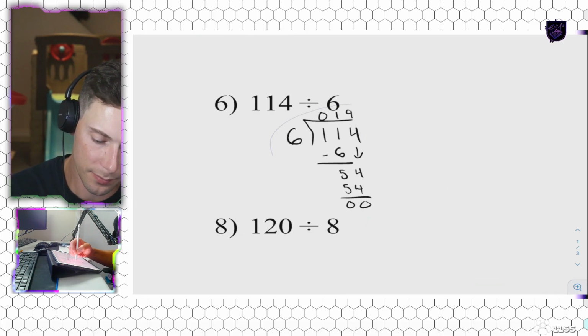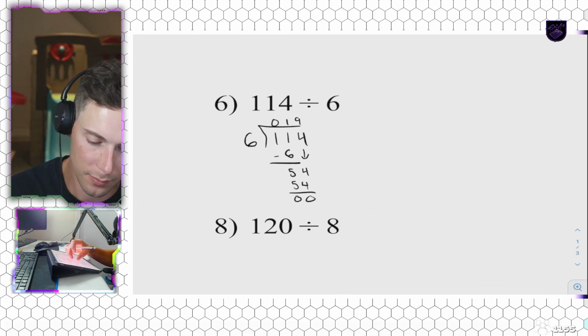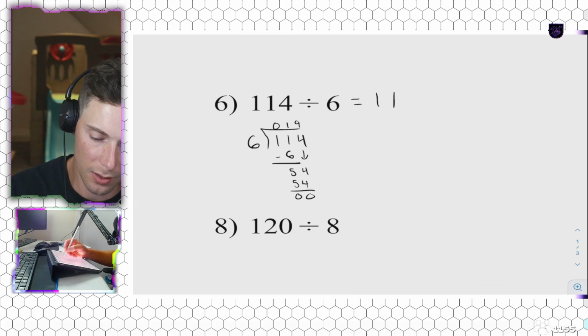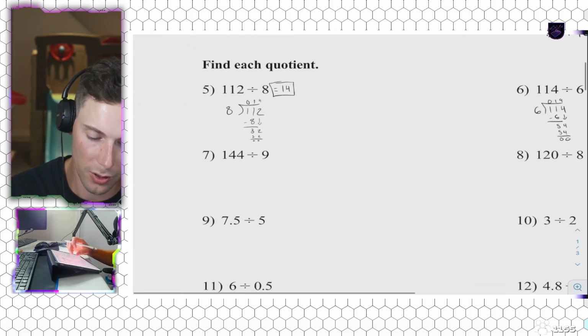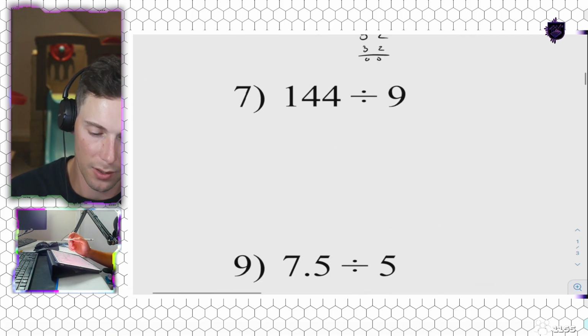I keep doing that. Maybe I'll try and write a little smaller. So it's going to be 19 as an answer. Box our answer. Question number 7. 144 and 9.